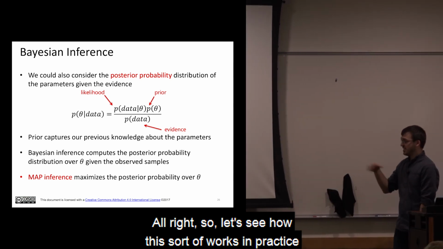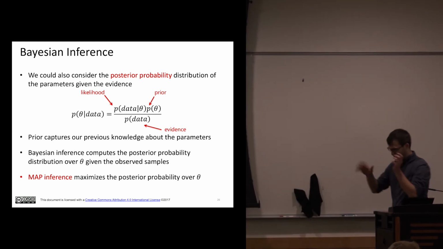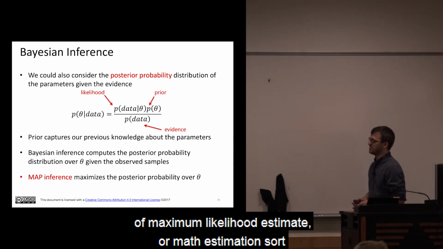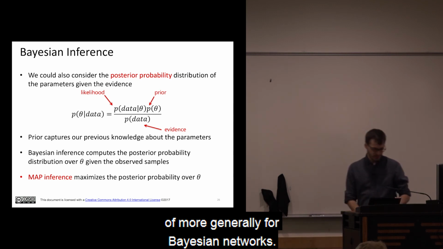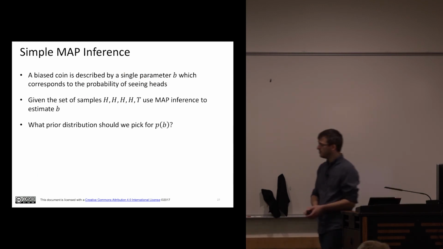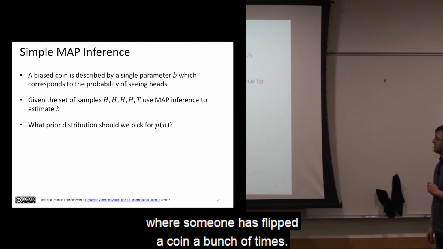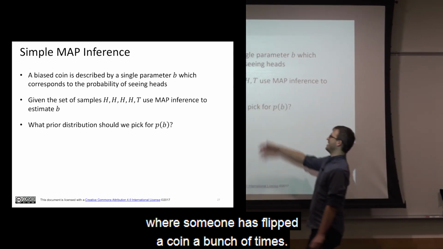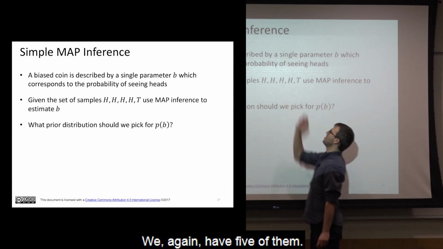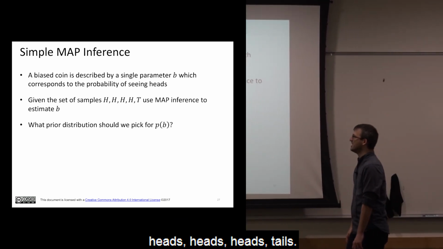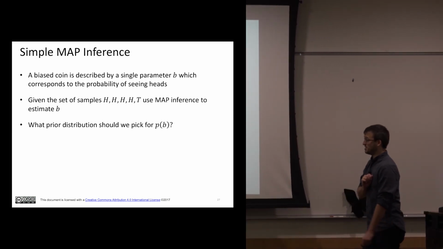All right. So let's see how this works in practice with our simple coin flipping example, and then we'll work out the details of maximum likelihood estimation or MAP estimation more generally for Bayesian networks. So here we go. Again, we're in this setting where someone's flipped a coin a bunch of times. Let's say here we're given our coin flips. We again have 5 of them. Let's say the coin this time comes up heads, heads, heads, heads, tails. And we'd like to use MAP inference, this Bayesian estimation procedure, in order to estimate the bias.